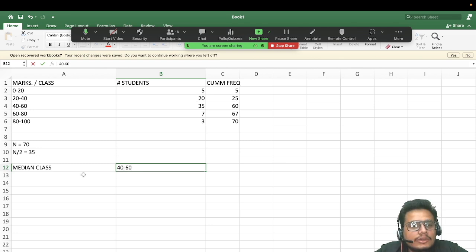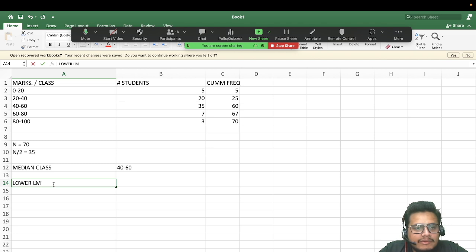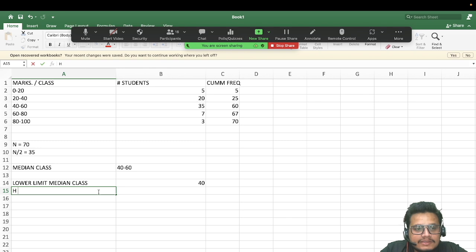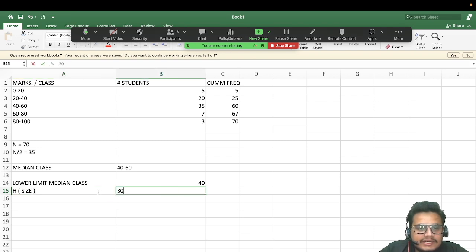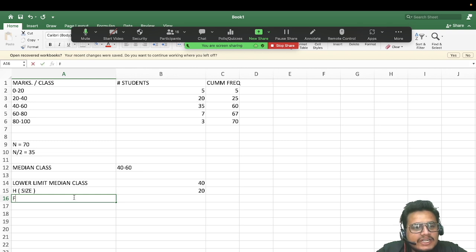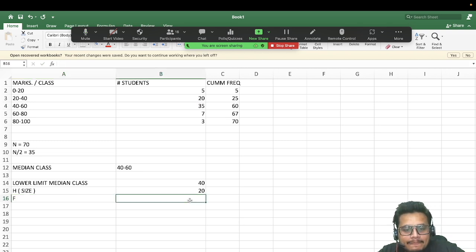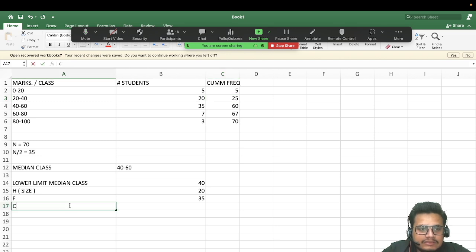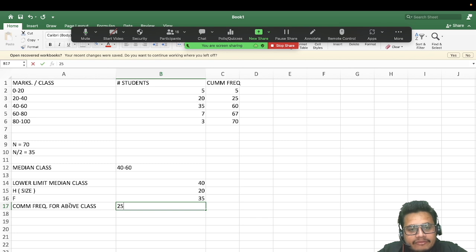Now we will find the lower limit of our median class, 40. अपर लिमिट, इसका साइज क्या है, h को बोलते हैं हम लोग साइज, 20 साइज है, राइट. इसकी फ्रीक्वेंसी क्या है, फ्रीक्वेंसी 35 हो गई ना, नंबर ऑफ स्टूडेंट्स इन दिस क्लास 35. ठीक है, now we need to find the cumulative frequency of the above class. 20-40 की cumulative frequency क्या है, cumulative frequency of above class, that is our 25.